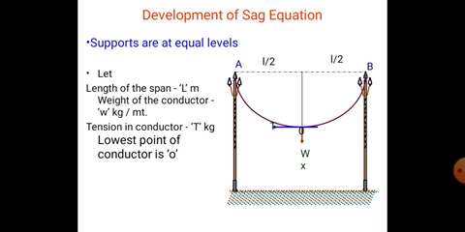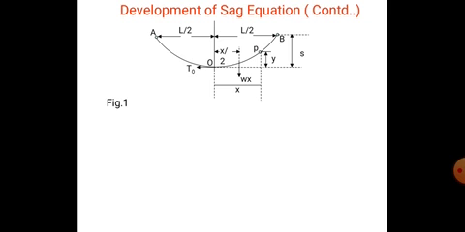Supports are at equal levels. Let the length of the span be L meters, the weight of the conductor be W kg per meter, the lowest point of the conductor be O, and the tension in the conductor be T kgs. The length of the conductor is L, and at the lowest point the span is L by 2.